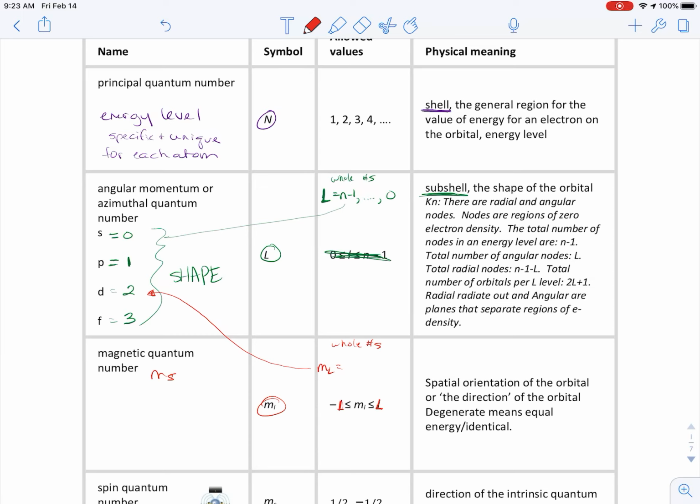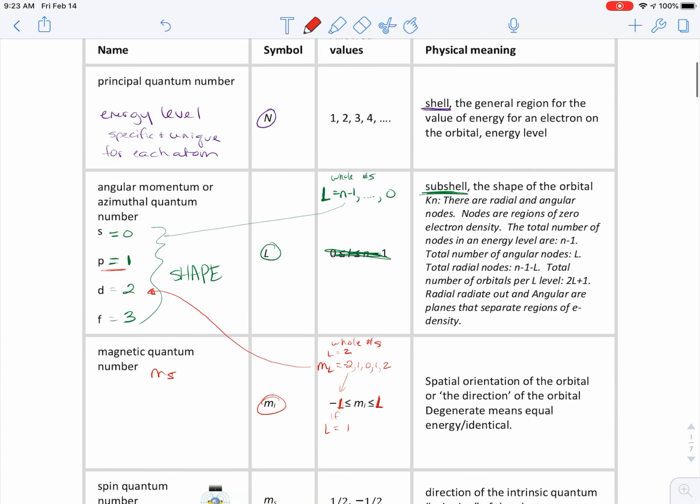So if I was talking about the D's, which is L equals 2, my M sub L values would be 2, and we can write it like this, negative 2. You'll notice right there, it's all the whole number values to the positive value of L. Or if I had L equal to 1, that would be talking about the P up there. Then my M sub L possibilities are 1, 0, minus 1.